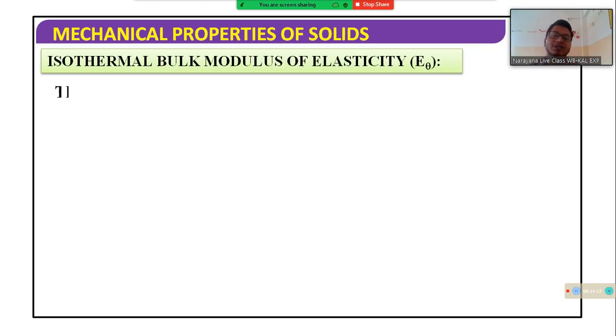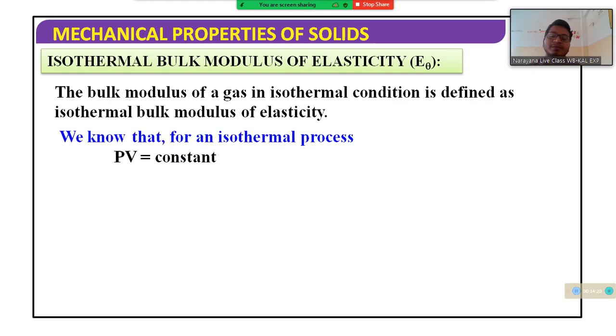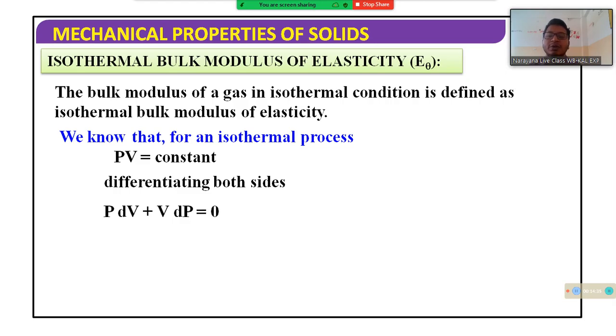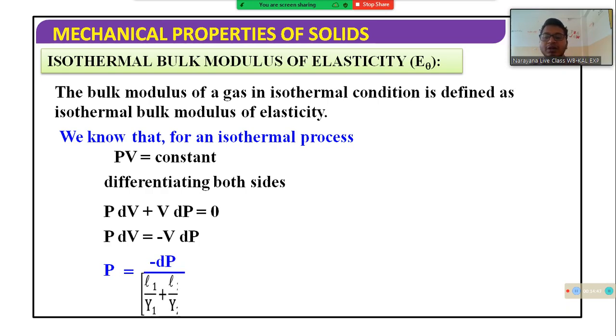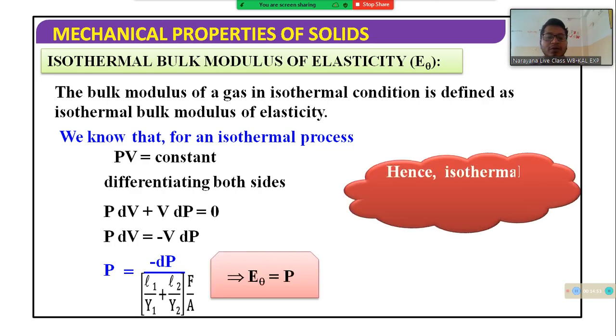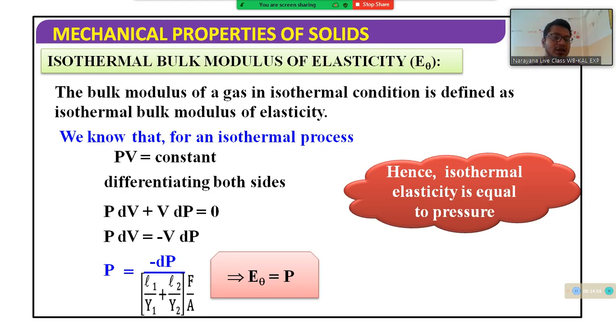Isothermal and adiabatic bulk modulus of elasticity. The bulk modulus of a gas in isothermal condition is defined as the isothermal bulk modulus of elasticity. We know that for an isothermal process PV equals constant, and differentiating both sides we get P dV plus V dP equals 0. So P dV equals minus V dP, so P equals minus dP by dV into V. Hence the isothermal elasticity equals the pressure.